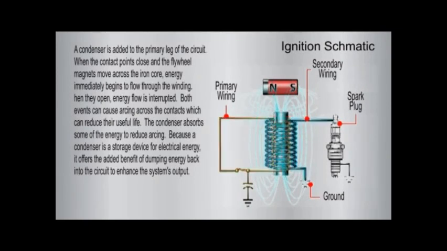When the contact point set closes and the flywheel magnets move across the iron core, energy immediately begins to flow through the winding. When they open, energy flow is interrupted. Both events can cause arcing across the contacts, which can reduce their useful life. The condenser absorbs some of the energy to reduce arcing because a condenser is a storage device for electrical energy. It offers the added benefit of dumping energy back into the circuit to enhance the system's output.